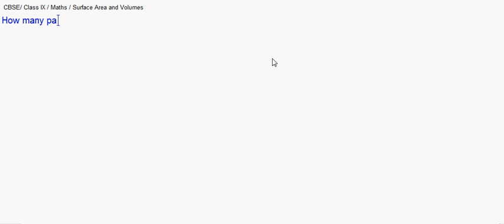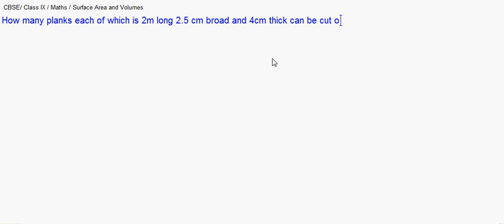How many planks, each of which is 2 meter long, 2.5 centimeter broad, and 4 centimeter thick, can be cut off from a wooden block which is 6 meter long, 15 centimeter broad, and 40 centimeter thick.